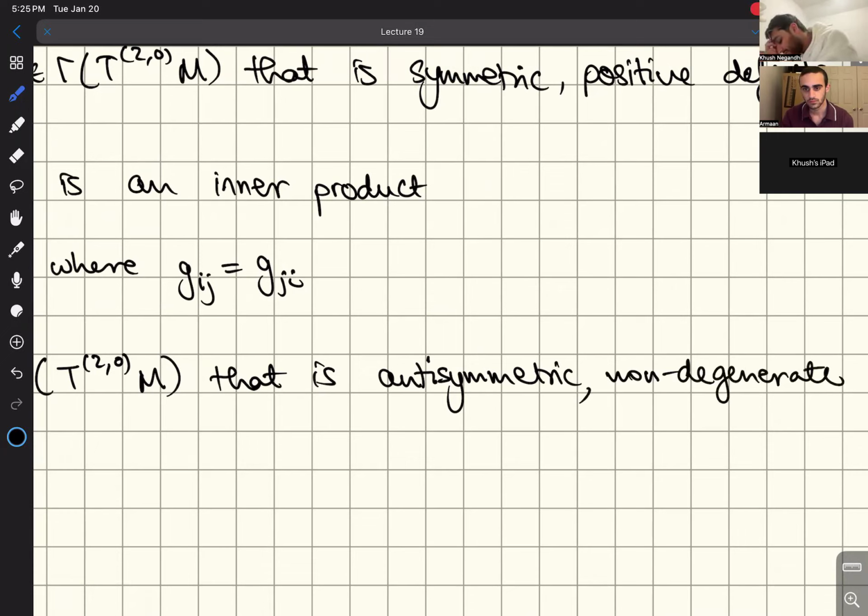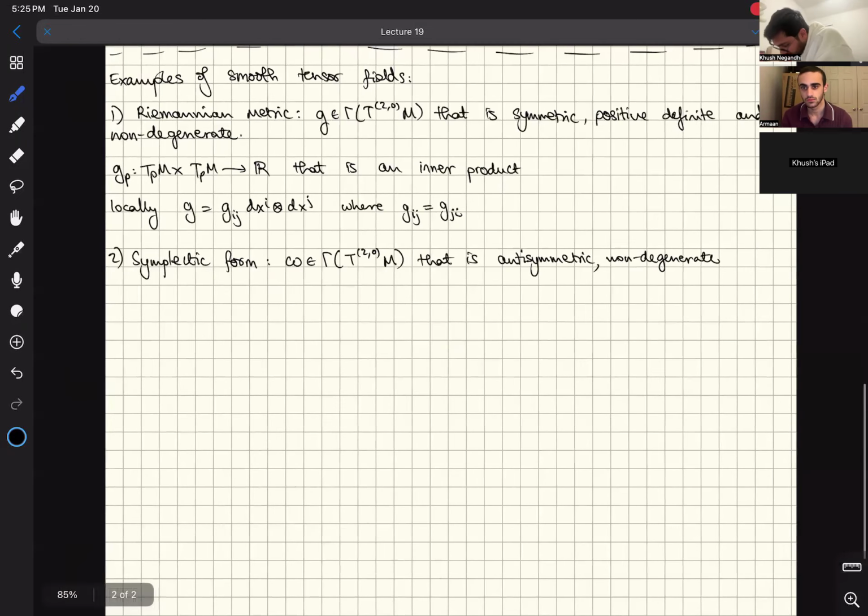Let me see, what else do you need? So it's... Why am I forgetting symplectic forms? Symplectic geometry is what I study. That's okay. Just come back to it next time, because I've got 5 minutes.